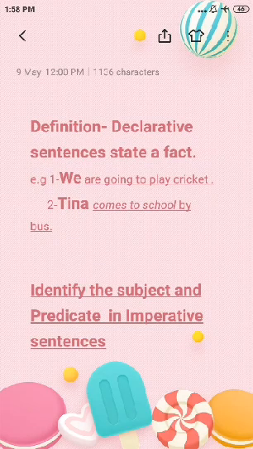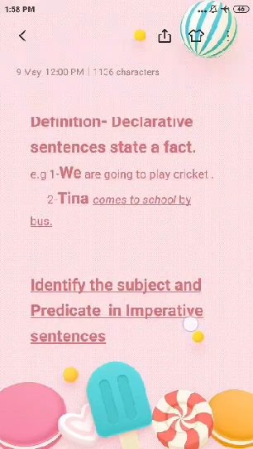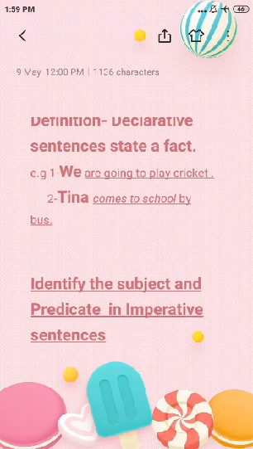Now let's see example number 1. We are going to play cricket. So here in this sentence, whom are we talking about? We are talking about we. That is the subject of this sentence. And the rest part is predicate, as it is giving information about the subject. And one more thing, my dear students, in declarative sentences, predicate always begins with a verb.